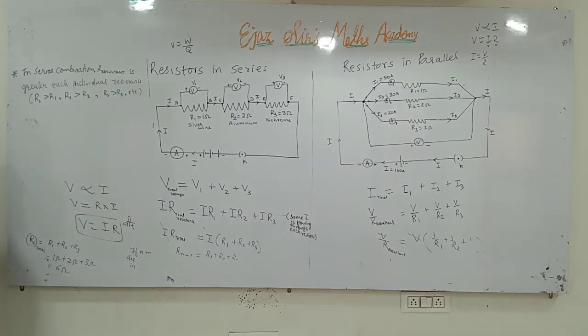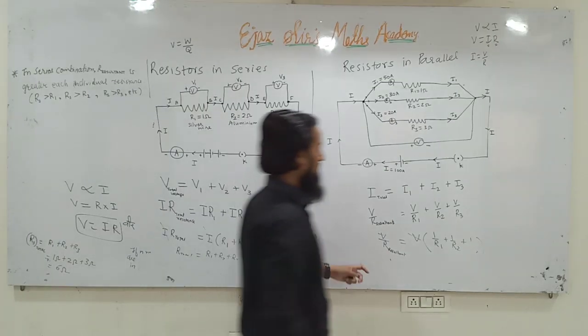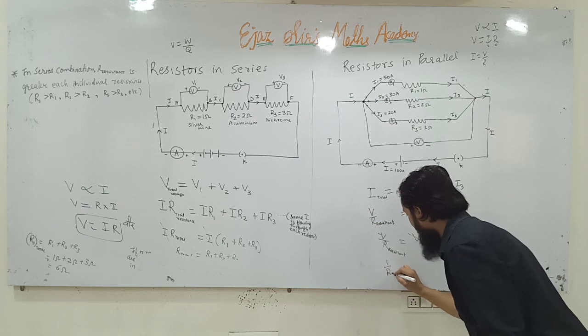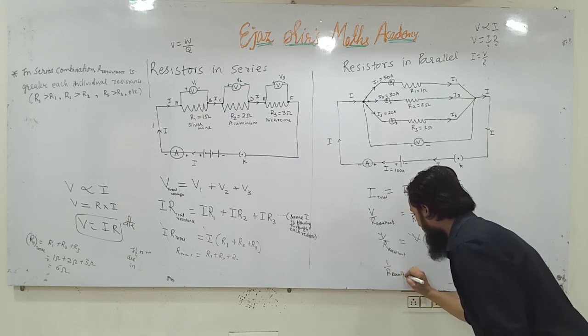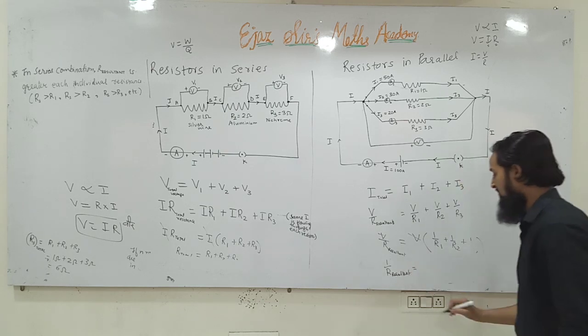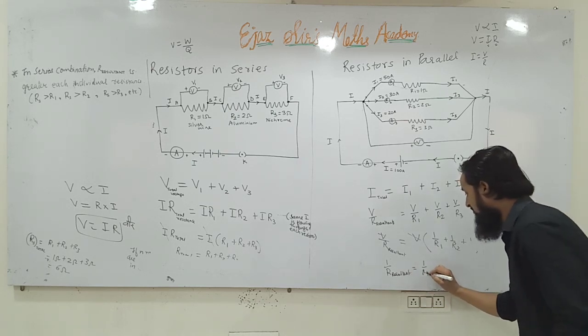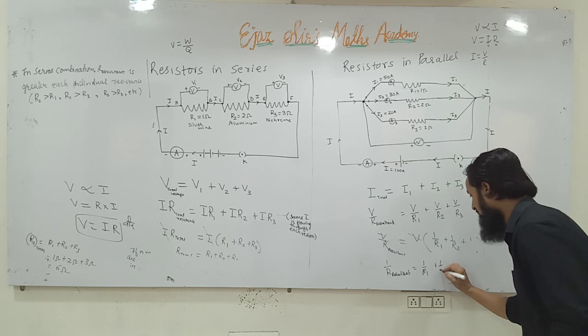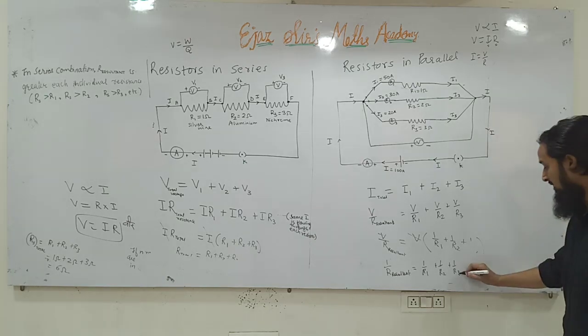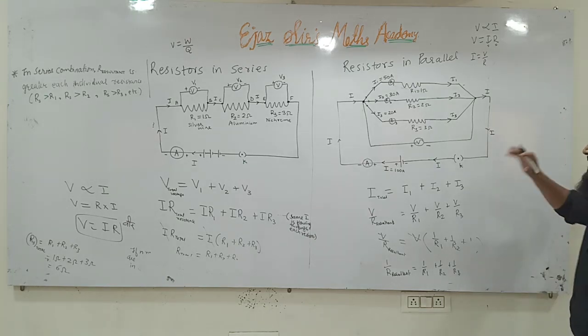Here let us solve. What was our step here? It was 1 upon R result, resultant, equal to 1 upon R1 plus 1 upon R2 plus 1 upon R3. It was like this. Let us try and solve.